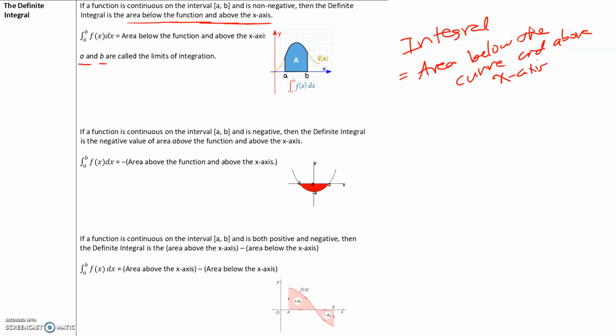Now sometimes the function will be below the x-axis. When it happens, then the area is going to be a negative value. So here we have a graph where the area above the x-axis is going to be positive and the area below the x-axis is going to be negative. And the total area is going to be the area above the x-axis minus the area below the x-axis. So if a function is continuous and is both positive and negative, then the definite integral is the area above the x-axis minus the area below the x-axis.